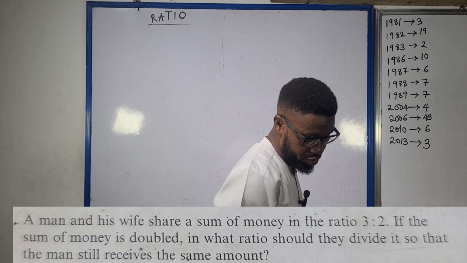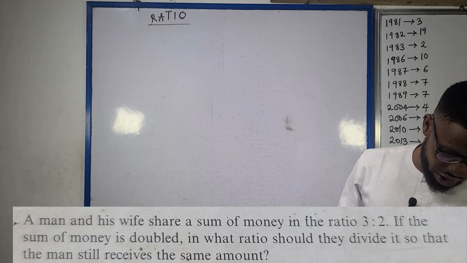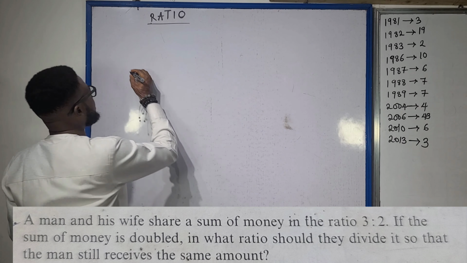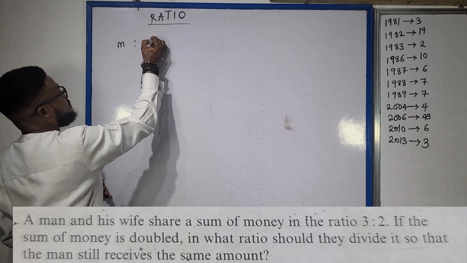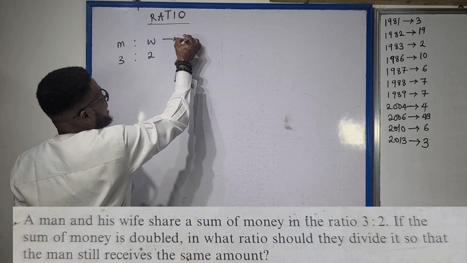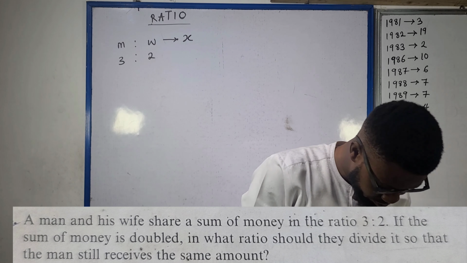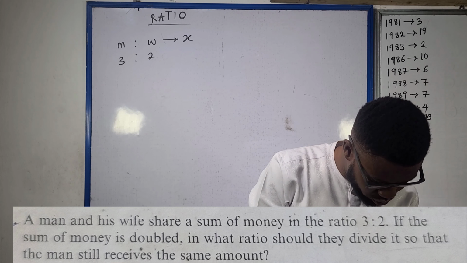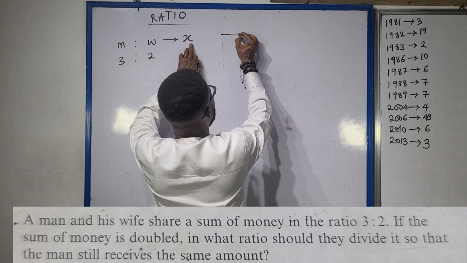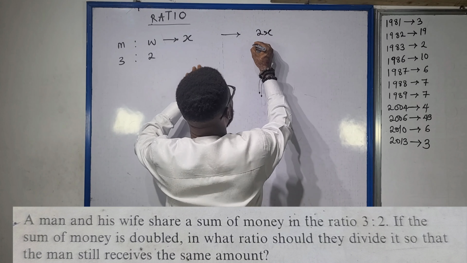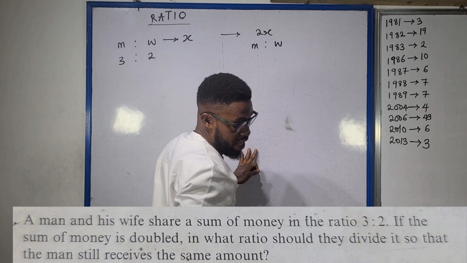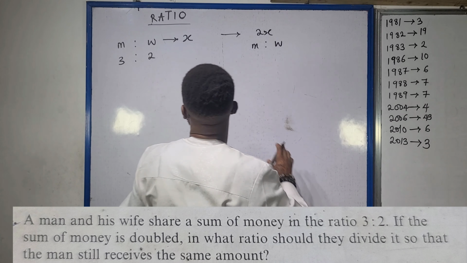That said, moving on to the next question, as you can see on your screen, a man and his wife share a sum of money in the ratio 3:2. Let the sum of money they shared be x. If the sum of money is doubled, in what ratio should they divide it? If the sum of money was doubled now, 2x, how should they share it such that the man still receives the same amount?